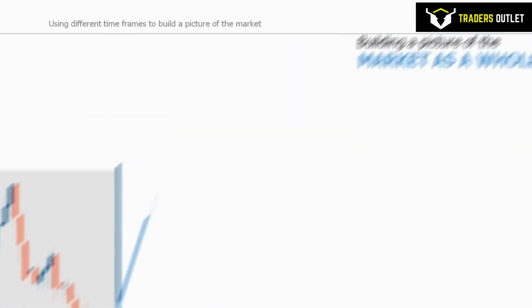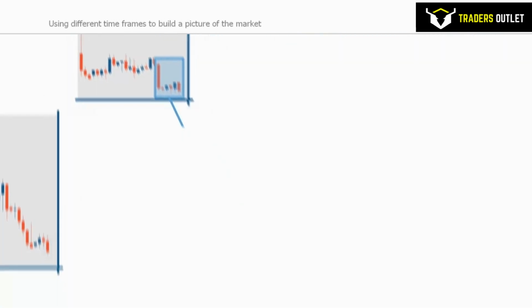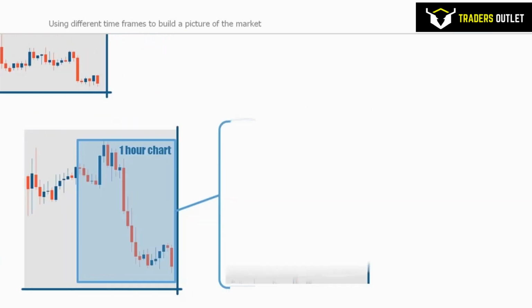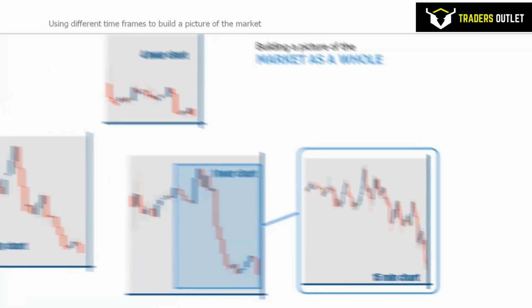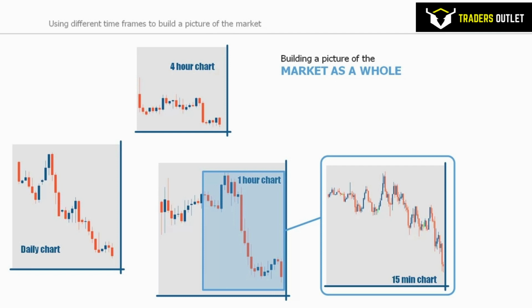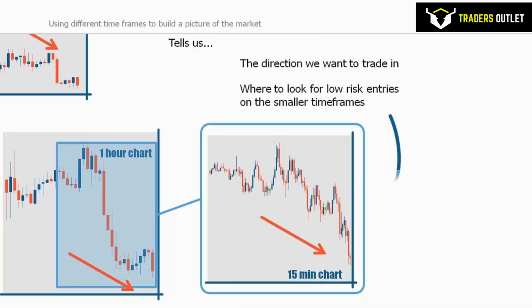We can use different time frames like pieces of a puzzle to build a picture of what the markets look like as a whole. What is the larger time frame telling us? Are we in a trending or ranging environment? Once we know the direction we want to be trading in by looking at the bigger picture, we can then look for lower risk trades on the smaller time frames.